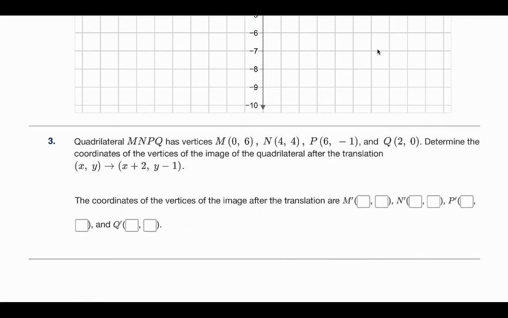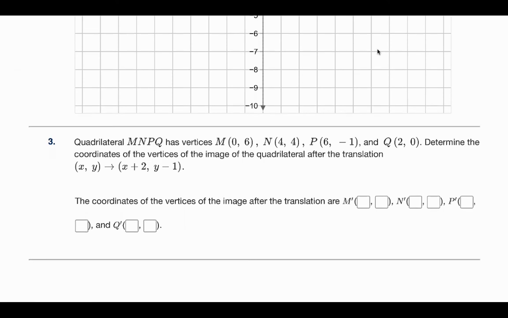On the next one, number 3, quadrilateral MNPQ has vertices of M is (0, 6), N is (4, 4), P is (6, -1), and Q is (2, 0). So they want us to look at it after the translation of taking our x coordinate and our y coordinate, and we're going to add 2 to the x, and we're going to subtract 1 from the y.